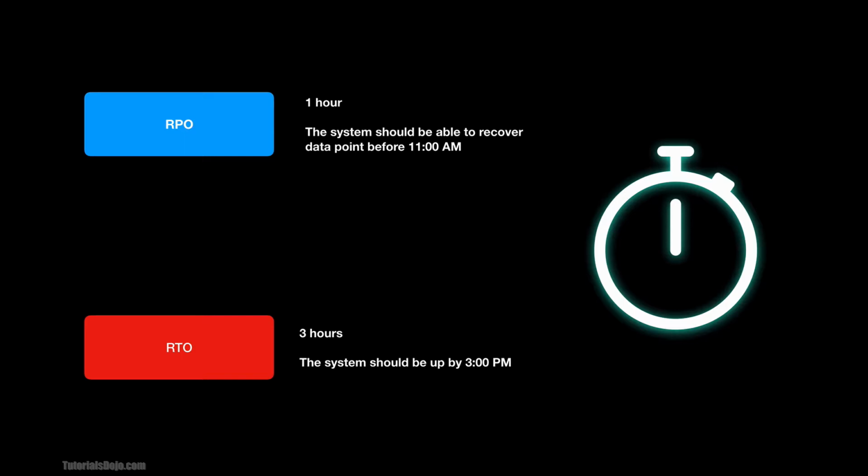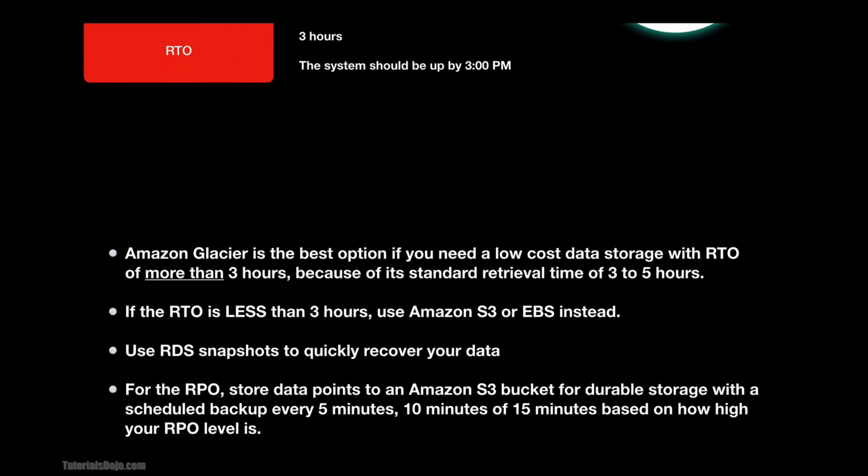and 12 p.m. If you cannot recover a transaction or data made before 11 a.m., let's say 10:30 or 9:30 in the morning, then this means that you have failed your RPO. So again, RTO is for the time and RPO is for the point of data that needs to be recoverable.